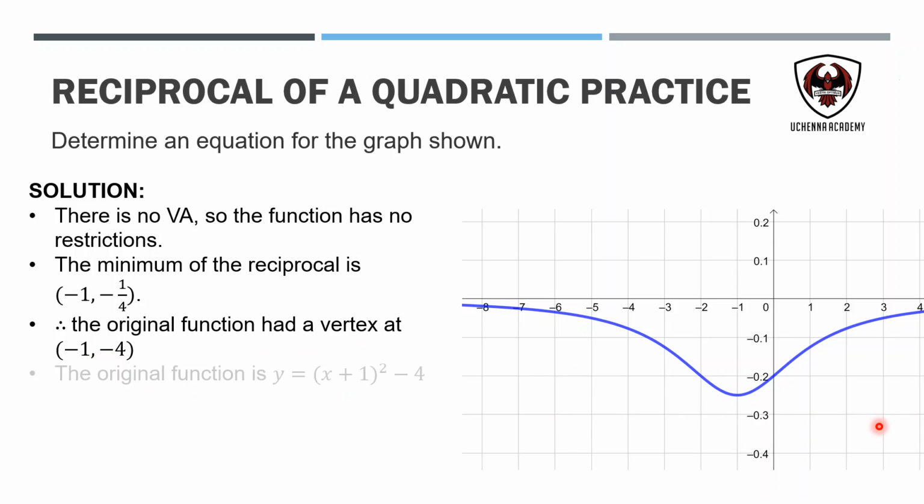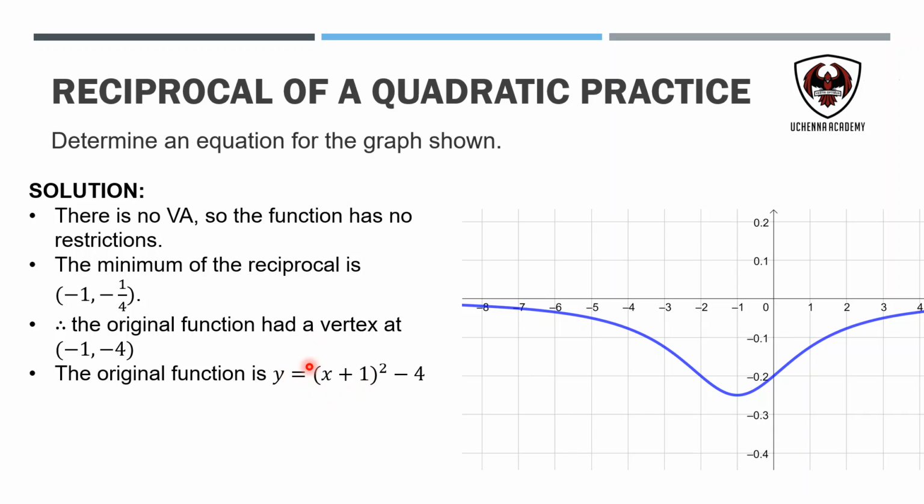And that must have been a maximum, right? Because, of course, a minimum on the reciprocal would have been a maximum on the original. So the original function must be y is equal to (x + 1) squared minus 4. That's the quadratic in vertex form.